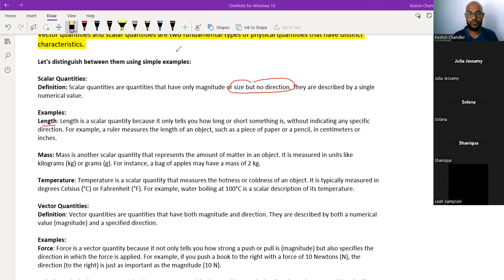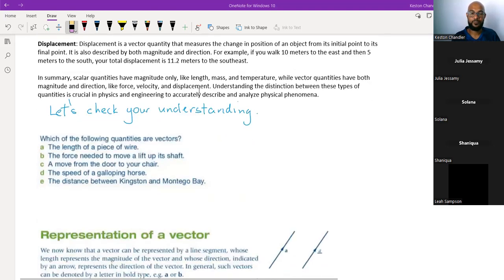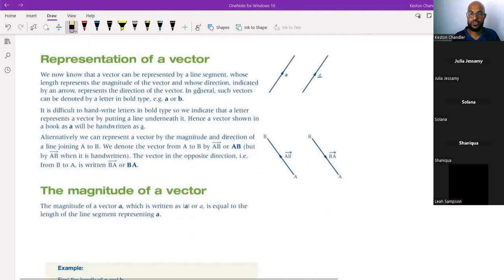Is that clear now? Yes, sir. Yeah? All right, nice. Everybody okay with it, right? The difference between scalar and vector quantities.